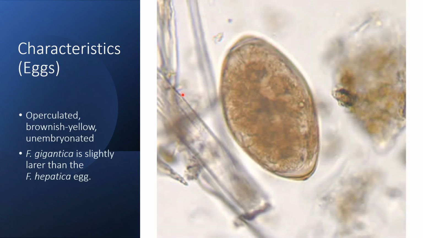And for the eggs, operculated, brownish yellow, and embryonated. Fasciola gigantica eggs are slightly larger than those of Fasciola hepatica. So the eggs resemble those of Fasciolopsis buski. Their eggs may have thickening at the abopercular end of the shell, unlike Fasciolopsis buski, which has none. So this one has thickening at the abopercular end. Fasciolopsis buski, none.